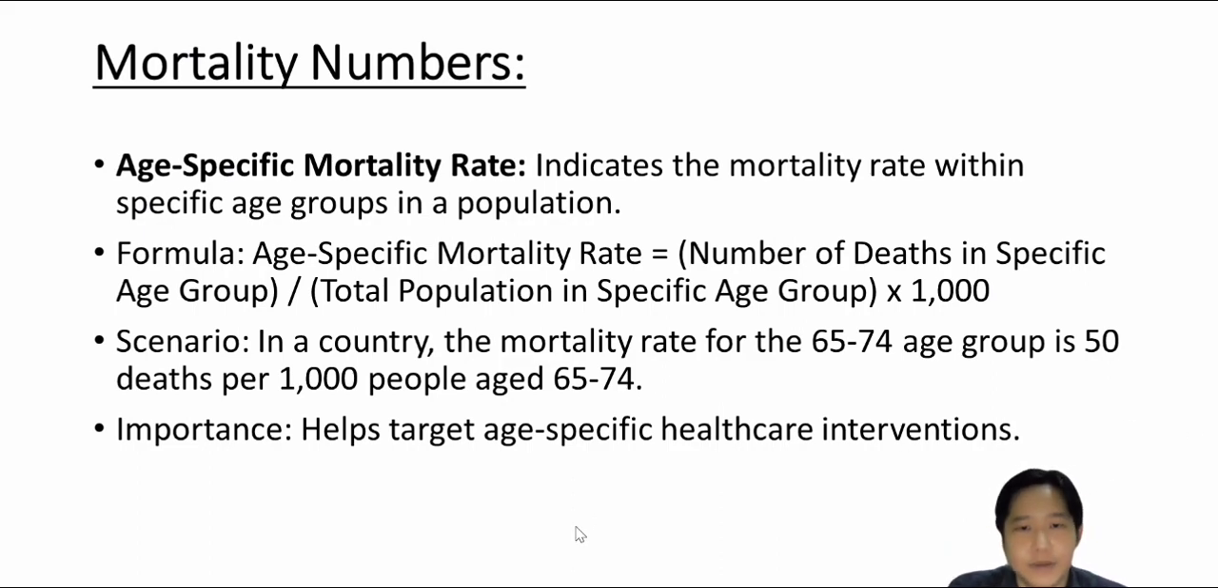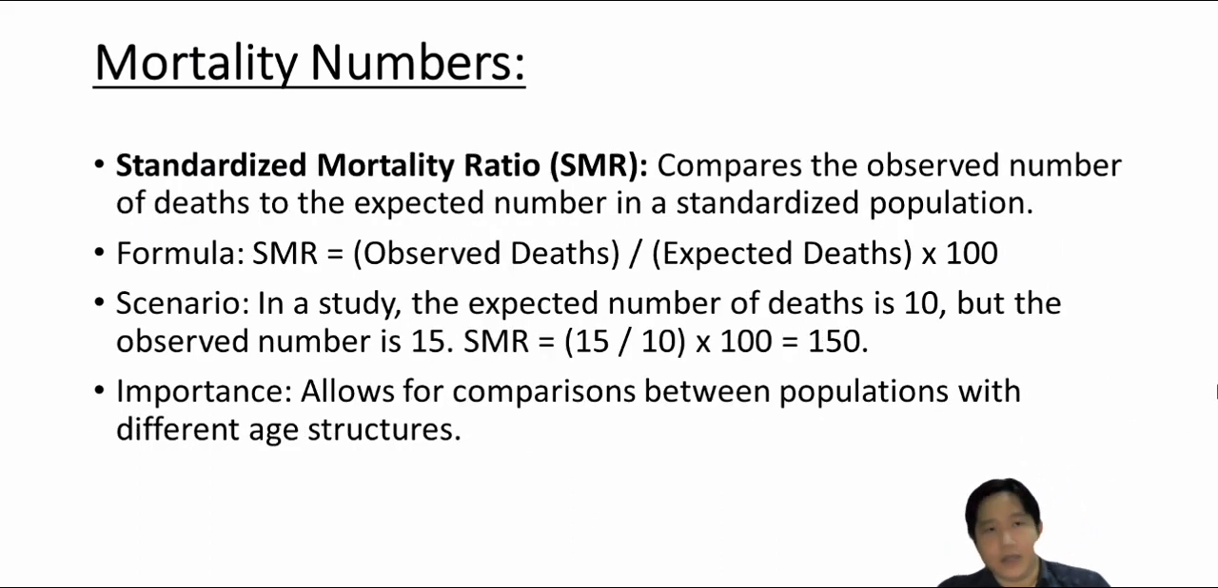Okay, I continue. Now, there is also standardized mortality ratio, or SMR. It compares the observed number of deaths to the expected number in a standardized population. The keywords are observed number and expected number. Okay, right? So it's very straightforward.